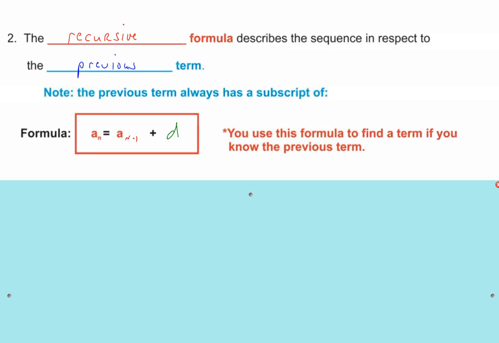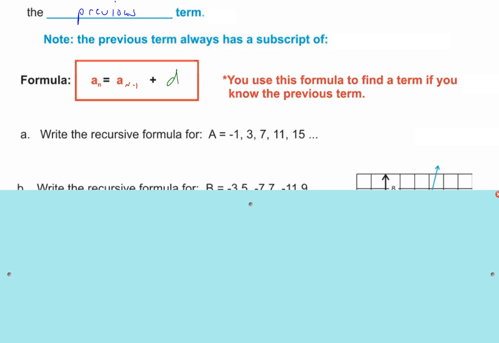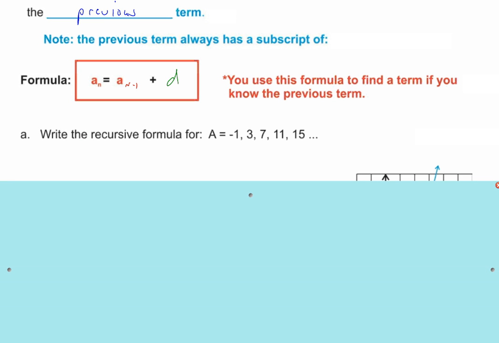So a sub n equals a sub n minus 1 plus d, and away we go with our recursive formula, which allows us to figure things out if we know the previous term. All right, so if they said something like that, write the recursive formula for this sequence. You've got negative 1, 3, 7, 11, 15, dot, dot, dot. Guess what? Big news flash. All you need is D.